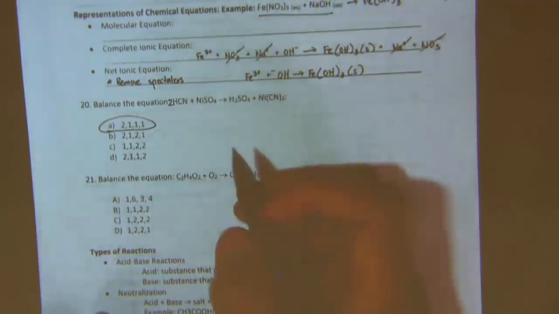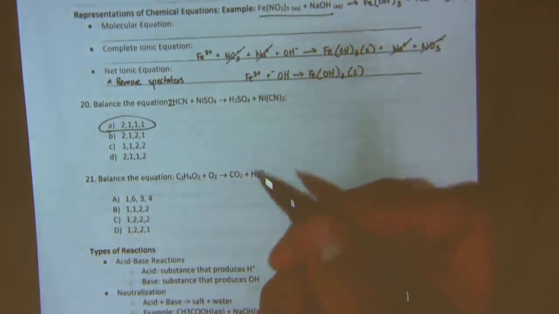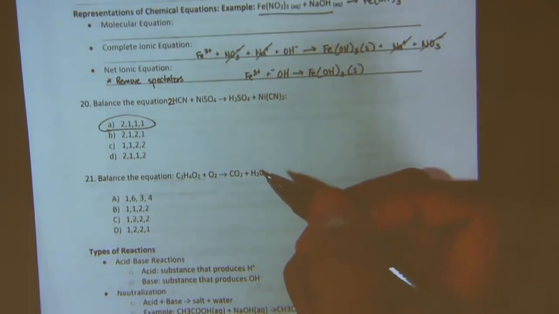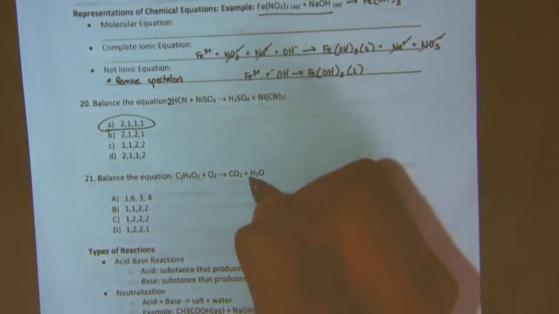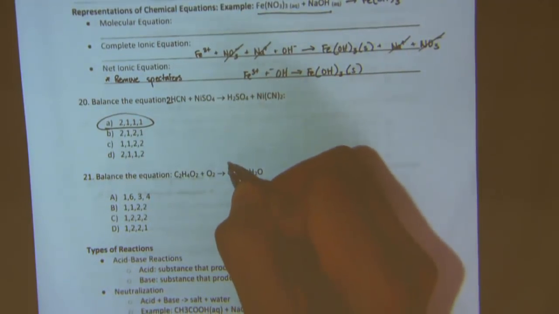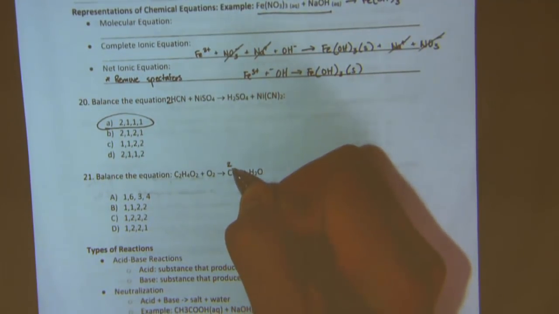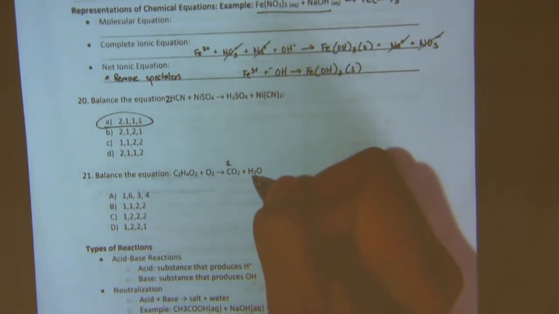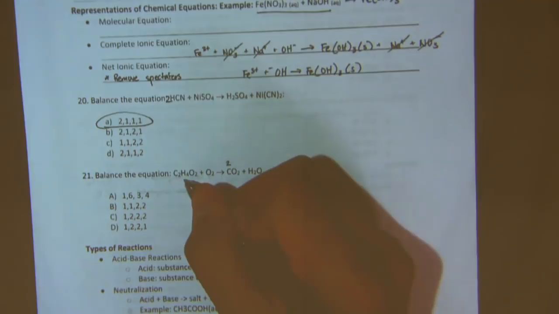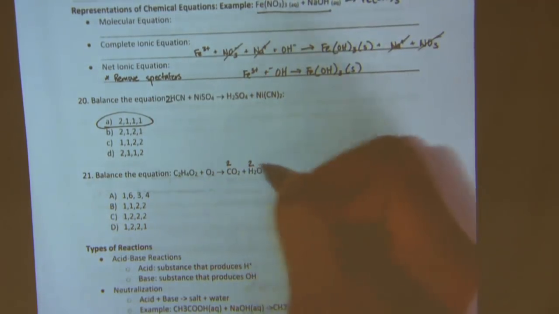So for 21, we're going to balance another equation. And we're going to look at everything in particular. So this carbon has a subscript of 2. And on this side, it only has 1 carbon. So we're going to add a 2 coefficient to the carbon dioxide. And then on this side, there's only 2 hydrogens, and this side has 4 hydrogens. So we're going to multiply this by 2.